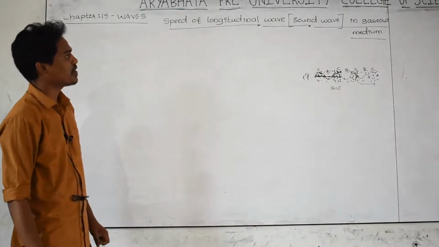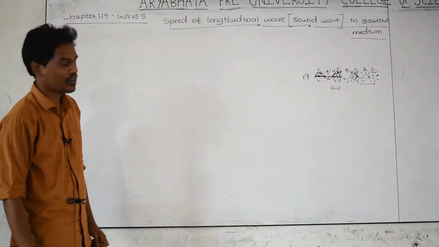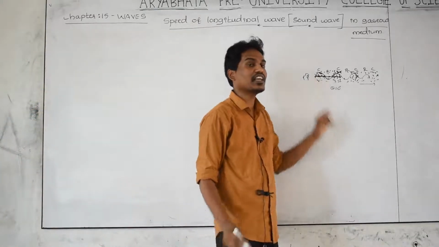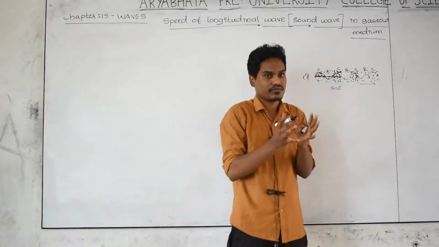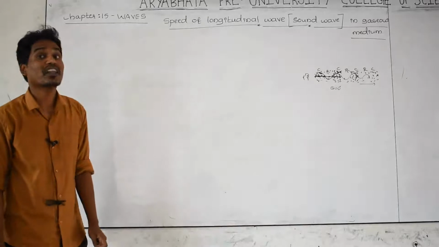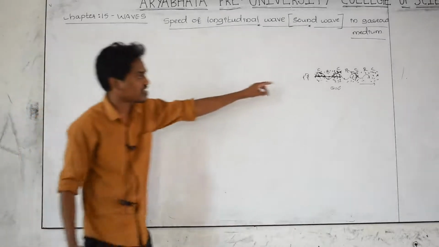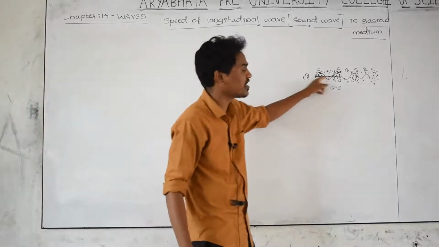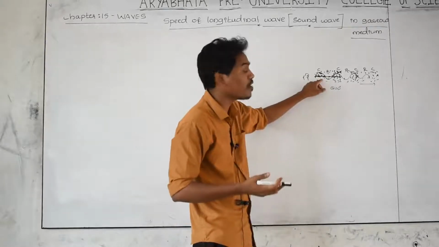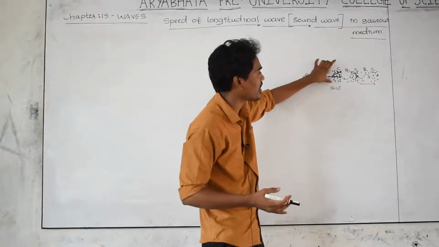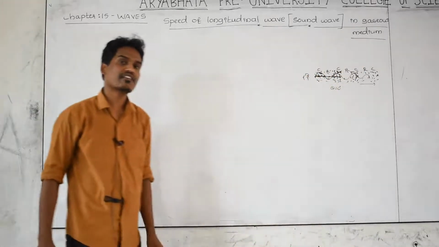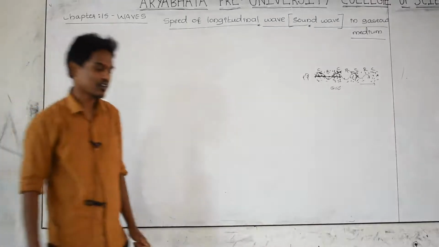How do we find the speed of the longitudinal wave? When the person puts pressure on the air particles, the air particles are compressing. Compressing means which modulus? Bulk modulus. When the person is talking, he is putting pressure on the air particles, and they move in the form of alternating compressions and rarefactions.